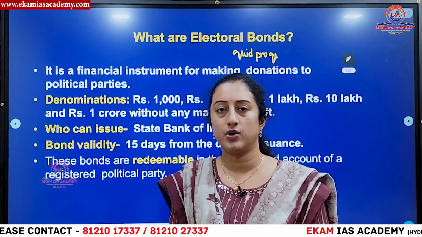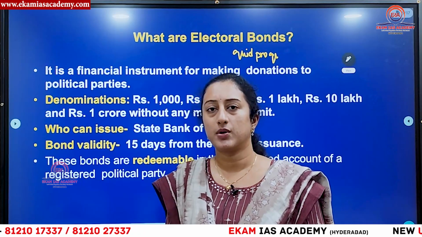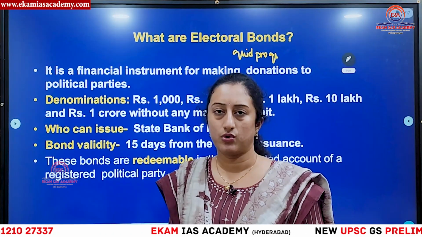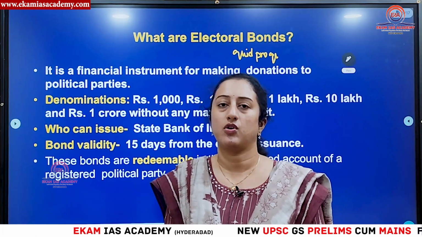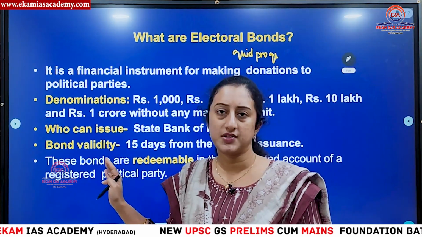That is what was opined by the Supreme Court. If you're maintaining secrecy and not being transparent in political funding, then this is nothing but quid pro quo. That means you are giving something before elections and I'm receiving the benefit after elections. That is what is happening. That is what the Supreme Court has opined in this particular issue.